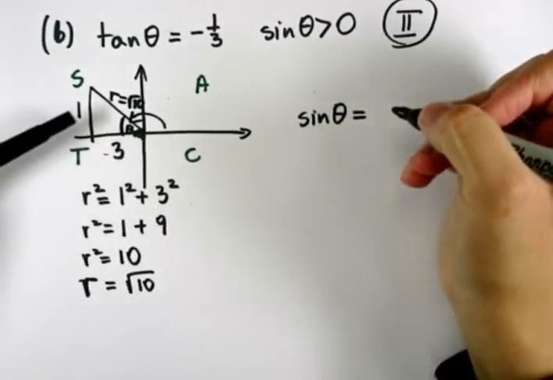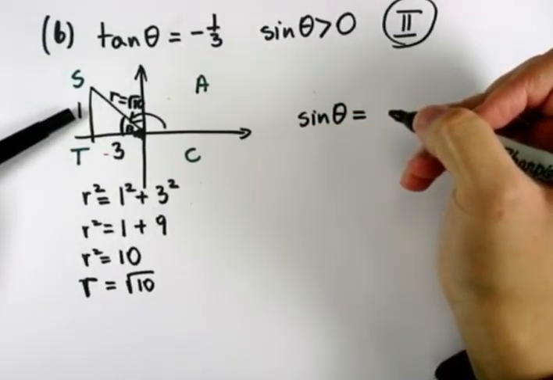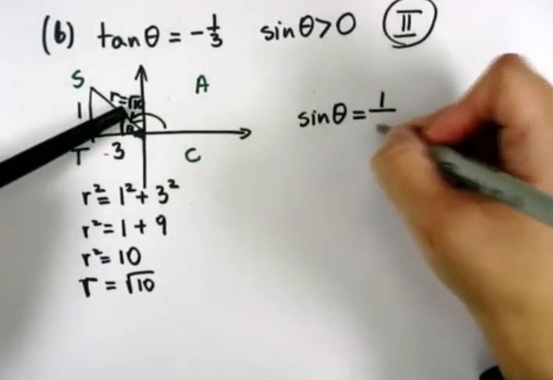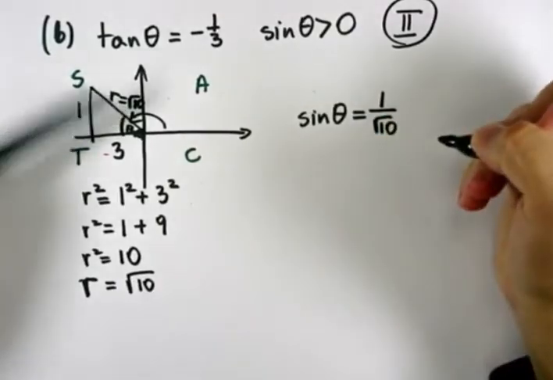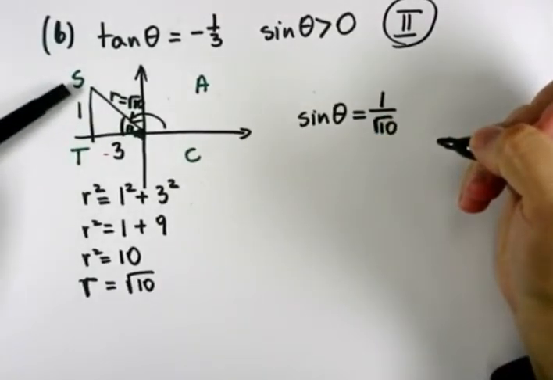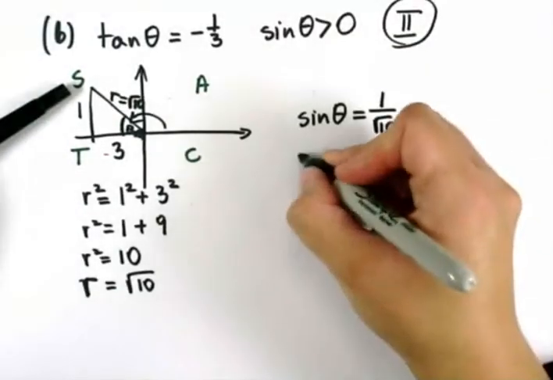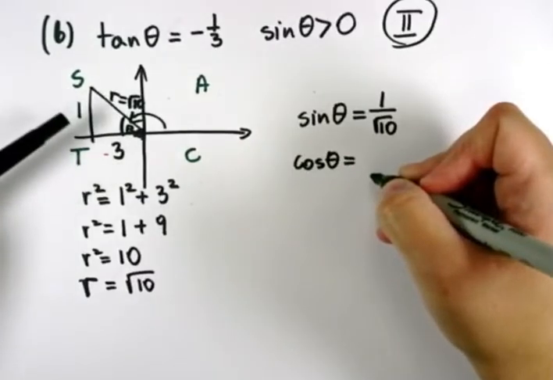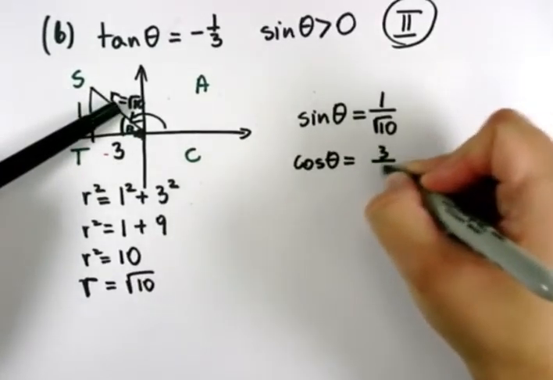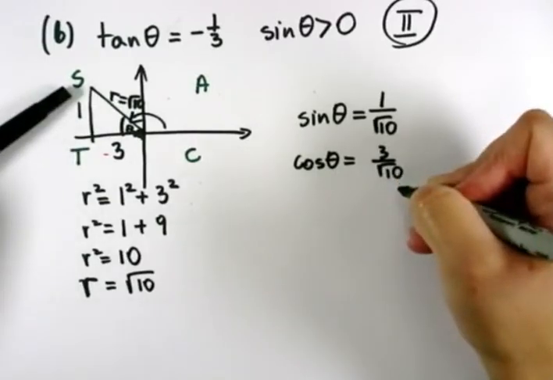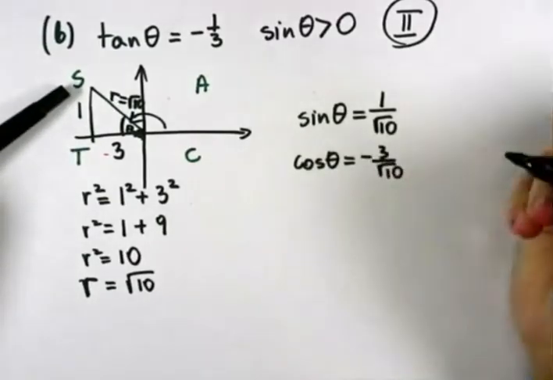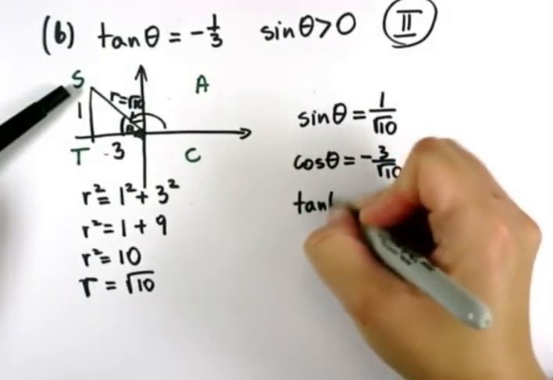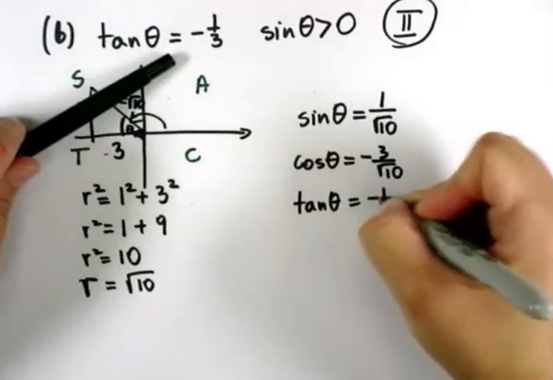So sine theta is opposite over hypotenuse. Opposite is 1, hypotenuse is root 10. In the second quadrant sine is positive, so the value is plus. Cos theta is adjacent over hypotenuse, so it's 3 over root 10, and in the second quadrant only sine is positive, so cosine is negative. Tangent theta is given: minus 1/3.